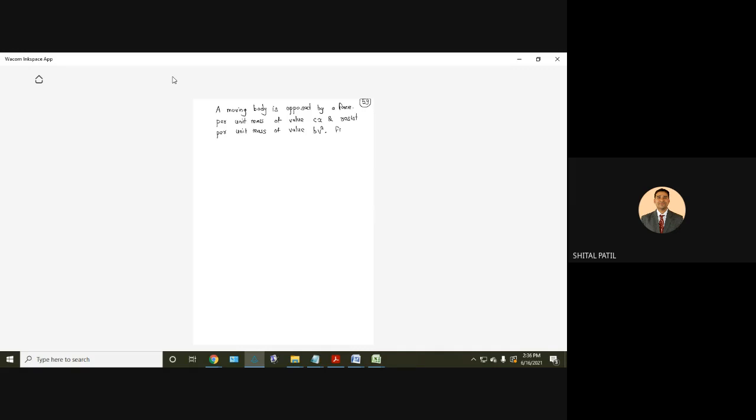Find the velocity of the particle in terms of x if it starts from rest. If it starts from rest. Okay.